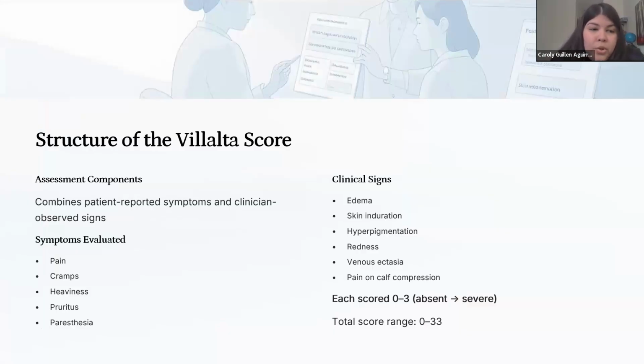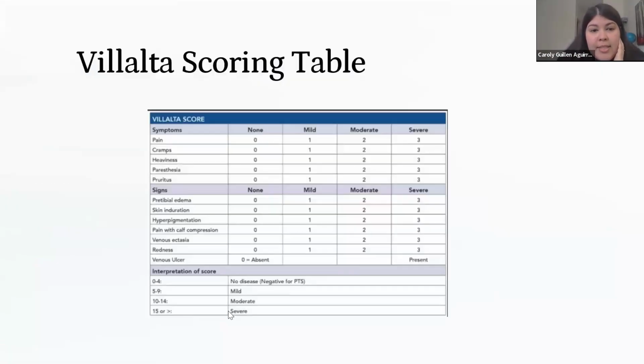The structure of this score combines patient-reported symptoms and clinician-observed signs. The symptoms evaluated are pain, cramps, heaviness, pruritus, and paresthesia, and the clinical signs are edema, skin induration, hyperpigmentation, redness, venous ectasia, and pain on calf compression. Each item is scored 0 to 3, absent to severe, with a total score range of 0 to 33. So this is the score table for the Villalta.